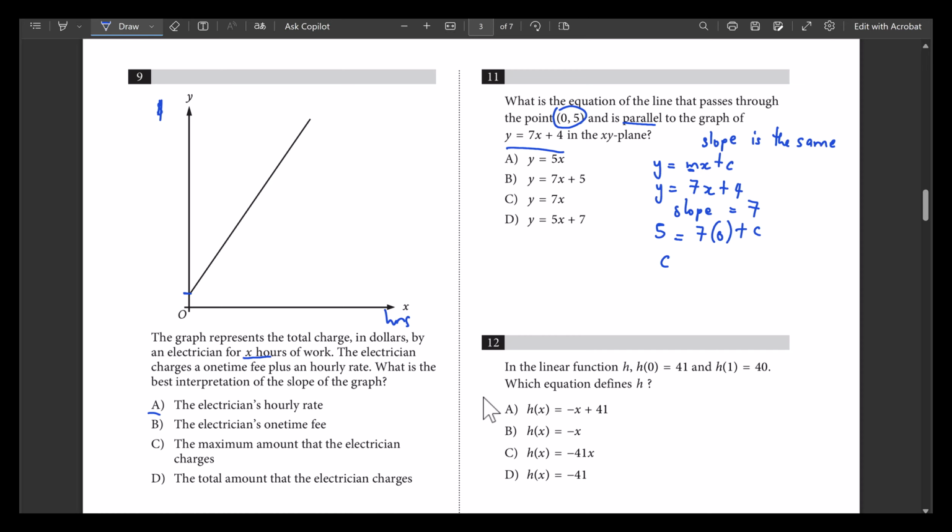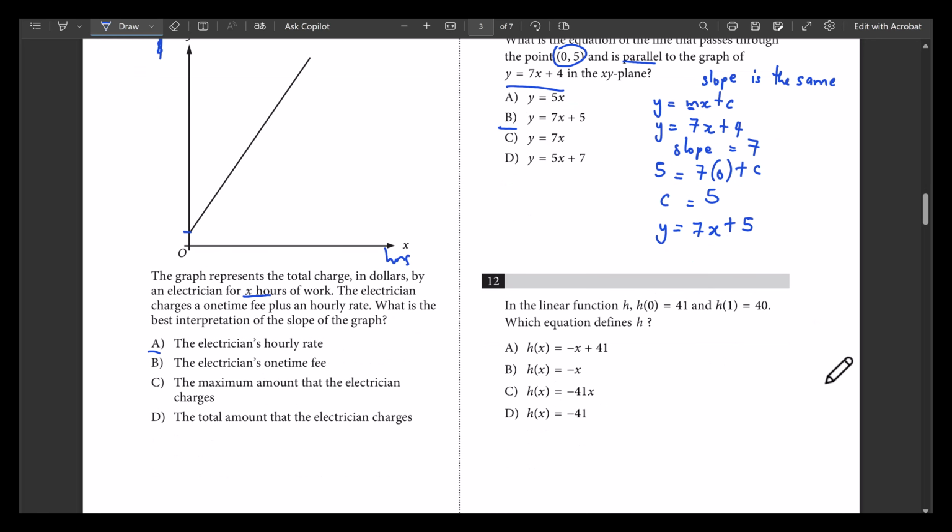We get our c to be equal to 5 because 7 times 0 is 0. Hence, the equation of the line is y is equal to 7, the slope, x plus the intercept 5, and the answer is B.